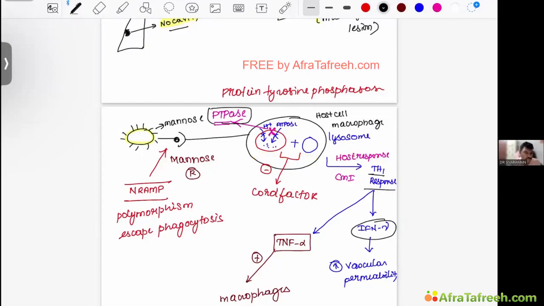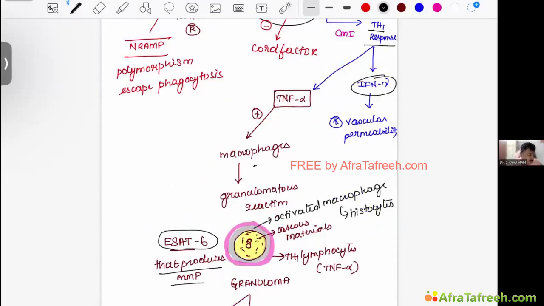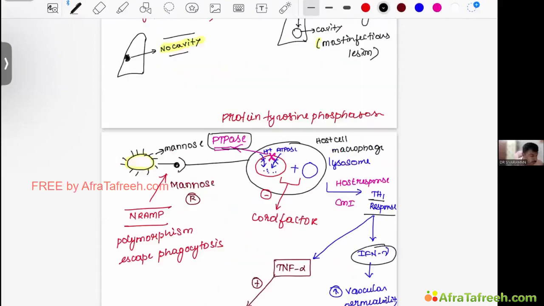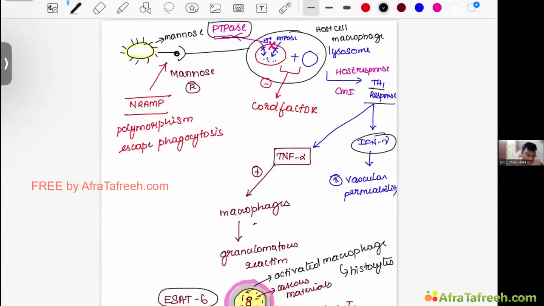And your macrophage will help in more granuloma formation mediated by matrix metalloproteinases. So it is going to go and bind to the receptor, and this is facilitated.